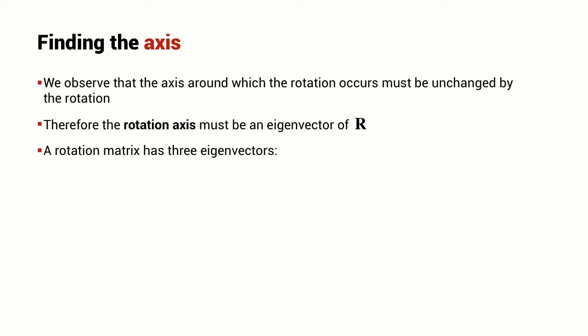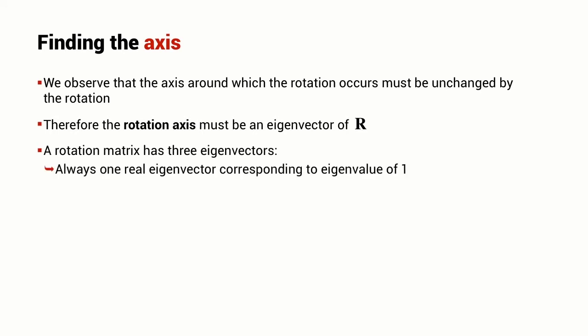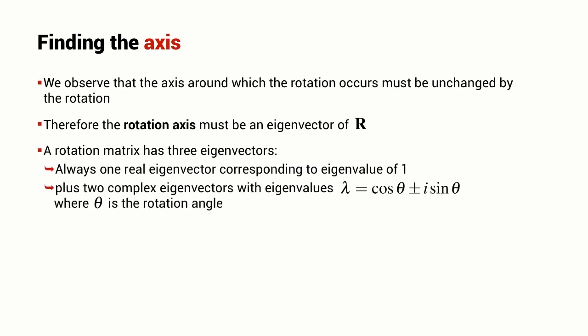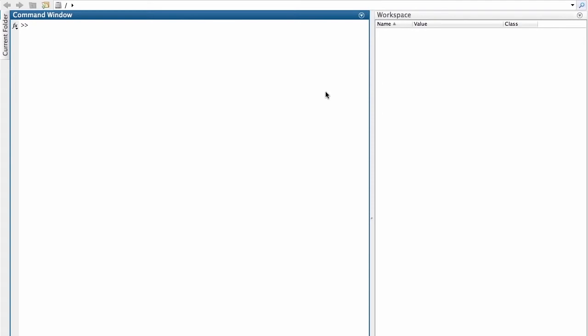A rotation matrix has three eigenvectors. There is one eigenvector which is guaranteed to have elements that are real numbers, and it corresponds to the eigenvalue of 1. There are two complex eigenvectors, and they correspond to complex eigenvalues, which are functions of the rotation angle theta. To illustrate this, I'm going to create a rotation matrix.